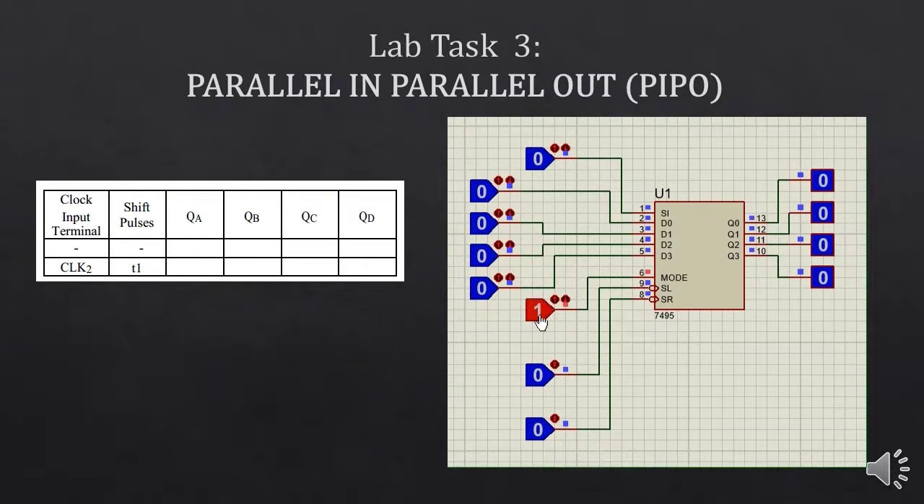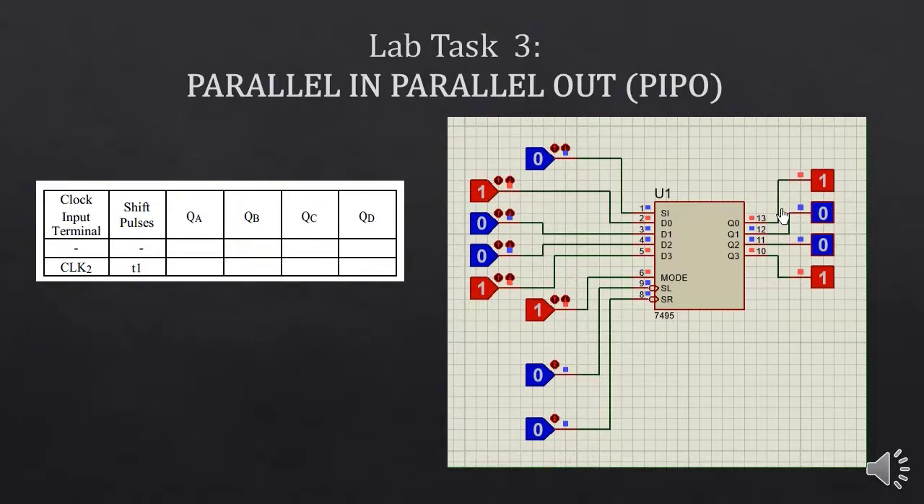Let's say I want to enter the data 1001. So here I am selecting the data 1001. This data will be entered parallelly in the shift register, and when I press the clock signal, this data will be parallel out. Here I am pressing the toggle switch, or when you have applied the clock signal, this data will be parallel out. This is how you implement the parallel in, parallel out shift register.